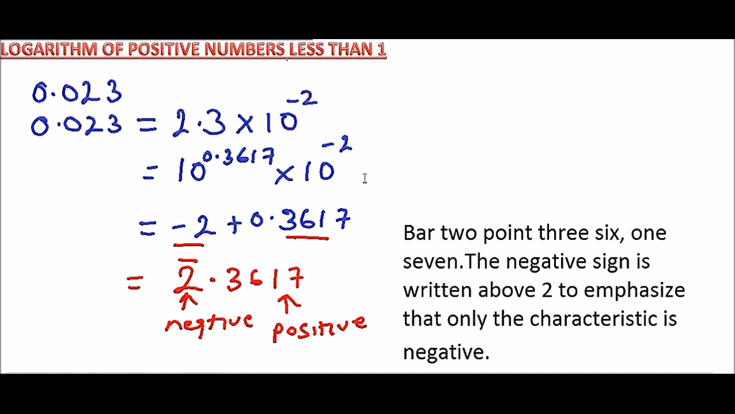So it is read as bar 2.3617. The negative sign is written above 2 to emphasize that only the characteristic is negative. So we are going to do a few examples to see whether we have understood what we are talking about.